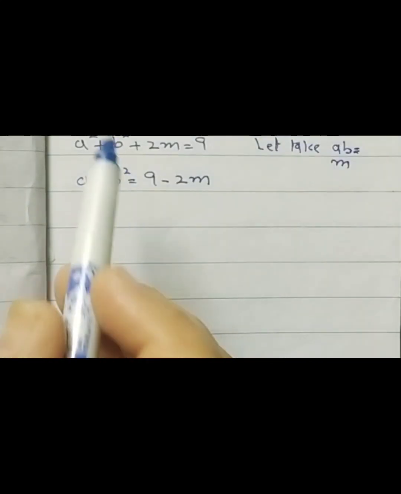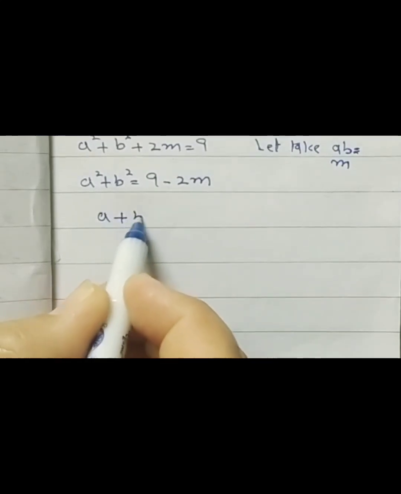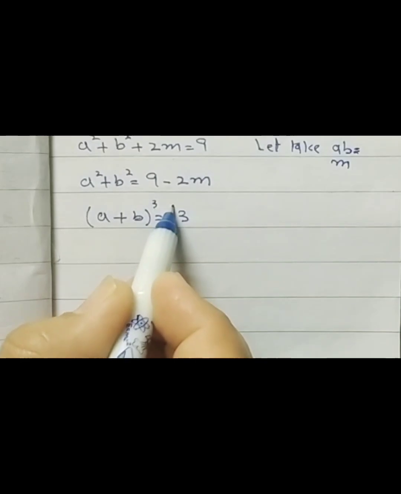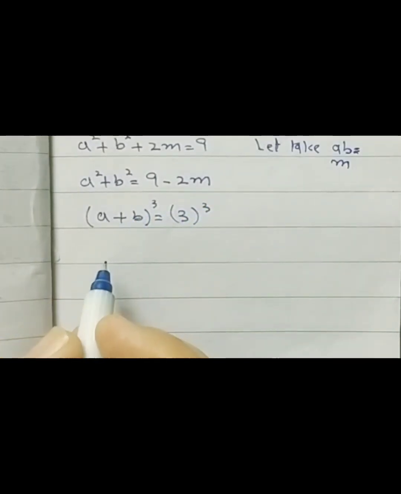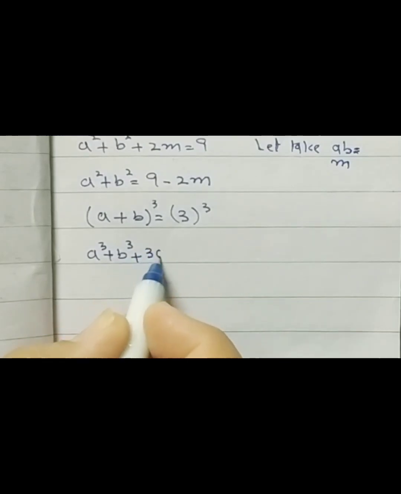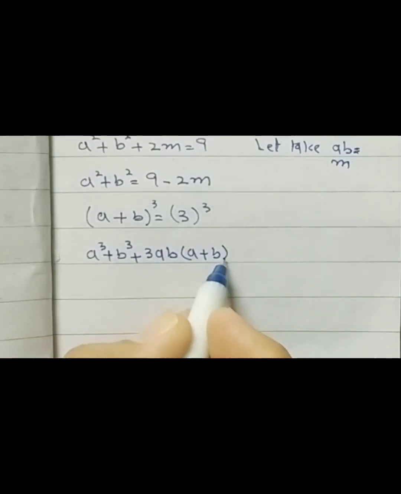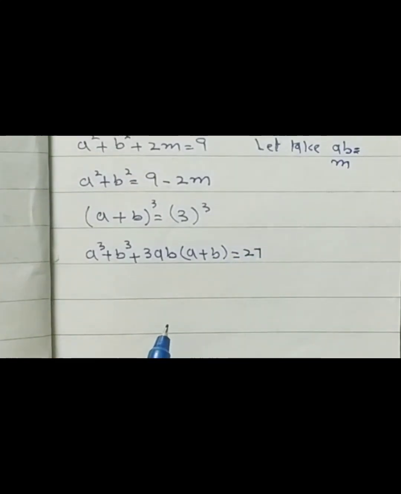Now as we know, we have to find the value of a power 5 and b power 5. So taking once again our equation, a plus b is equal to 3, and now taking cube of both sides, applying cube to both sides to get a power 5 and b power 5. So it will be a cube plus b cube plus 3ab times bracket a plus b is equal to 27. 3's cube will be 27.